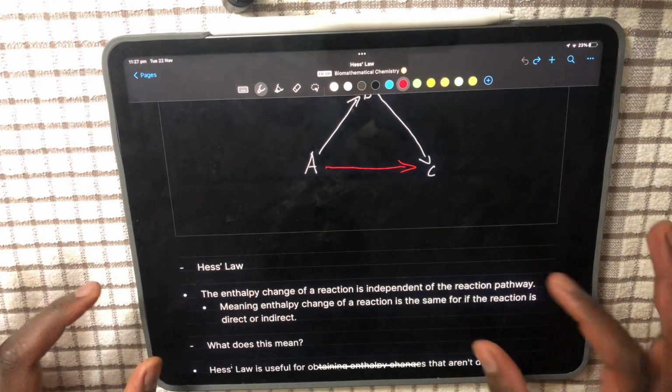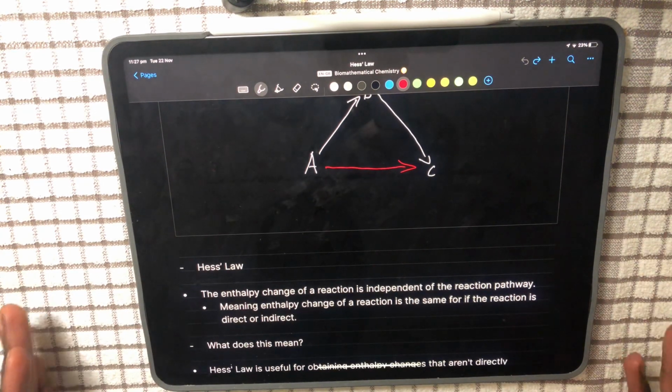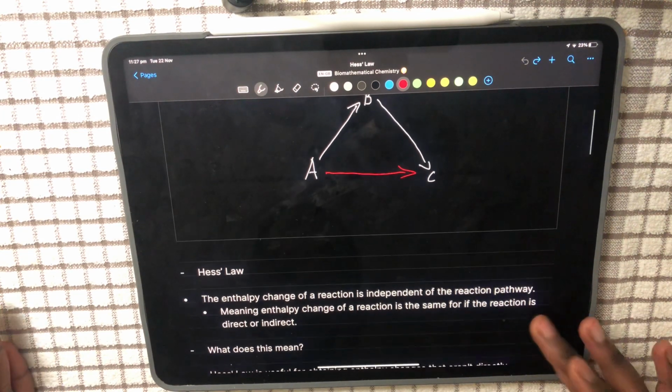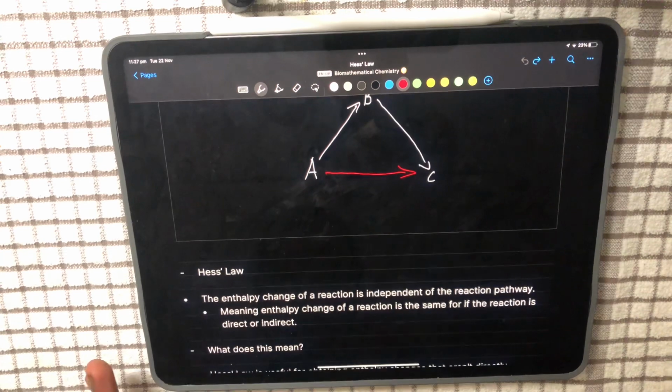I'll read out this little statement here. Hess's law states that the enthalpy change of reaction is independent of the reaction pathway. That's the definition, by the way. The enthalpy change of a reaction is independent of the reaction pathway, meaning the enthalpy change of a reaction is the same whether the reaction is direct or indirect.